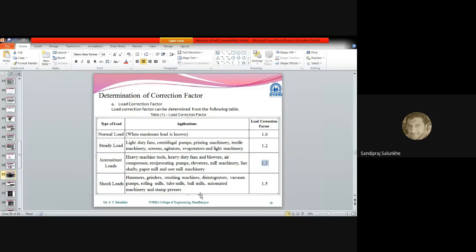Then ball mill, then automated machineries, and stamp press. These are some of the applications where we are going to get this shock load. That is nothing but a load where we are not sure of the changing of that load. Load may change as per time. And in that case, the factor which you are going to use is 1.5. So this is about the load correction factor. Any doubt about it?